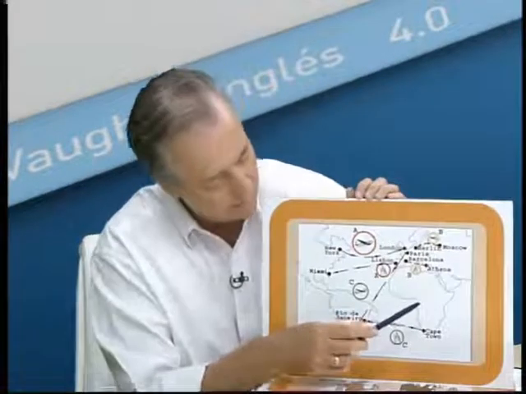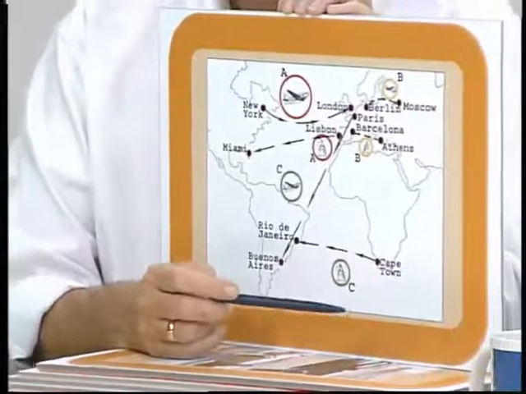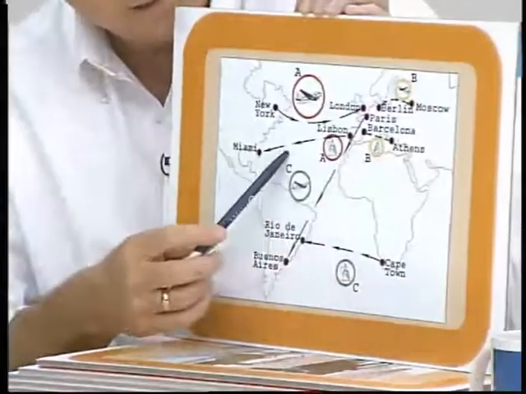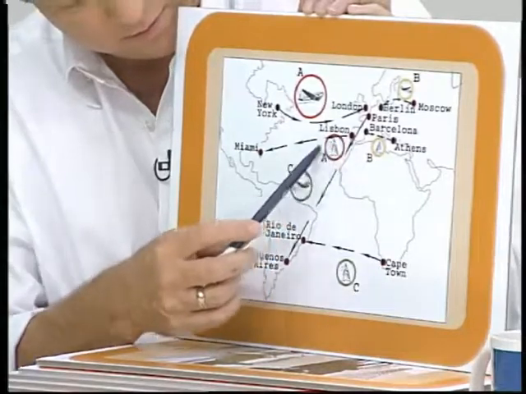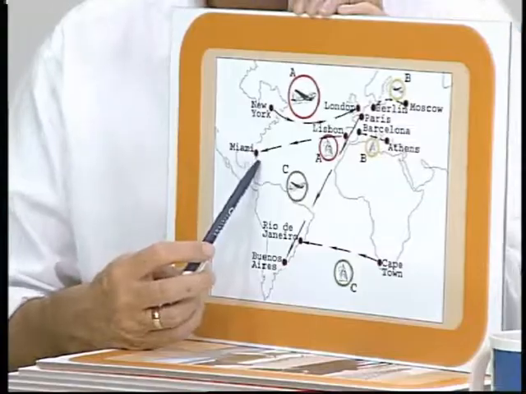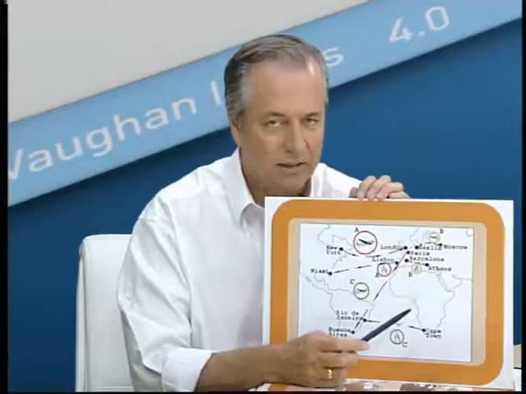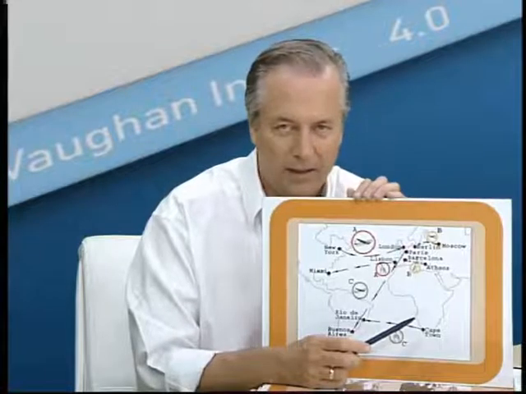So, this ship A is crossing the Atlantic. It's going from Lisbon to Miami. It's not going from Miami to Lisbon. It's going from Lisbon to Miami.